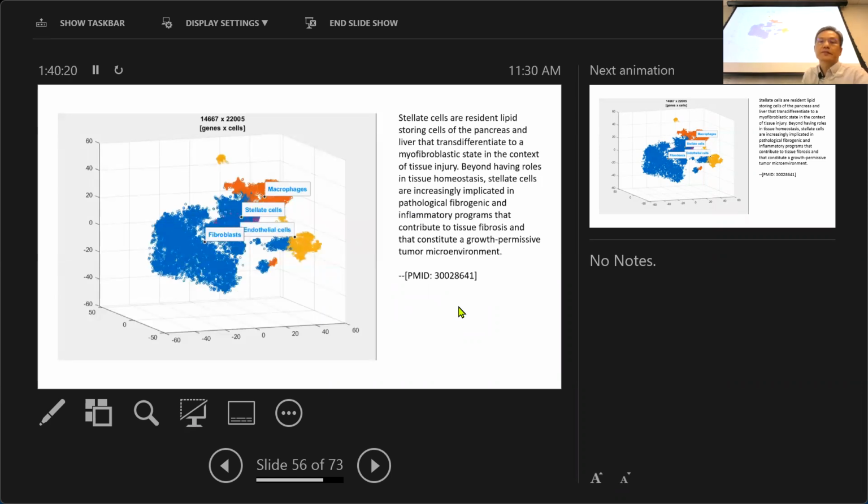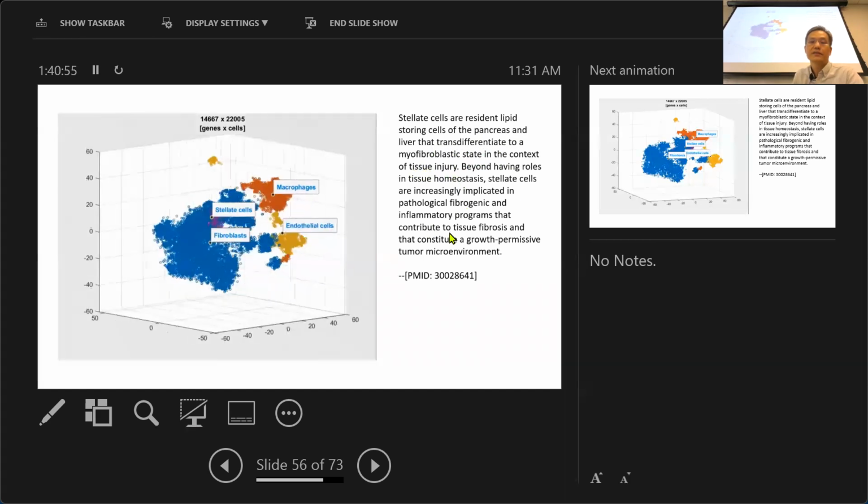Yeah, so this is a support I found from this review paper. Stellate cells are resident lipid-storing cells in the pancreas and liver that transdifferentiate to myofibroblastic states in the context of tissue injury. So it somehow makes sense. We have a mouse wounded, injured tissue, and this stellate cell is there, so it's fine.